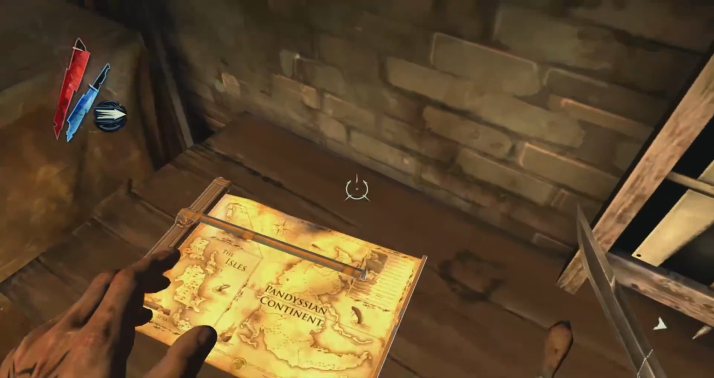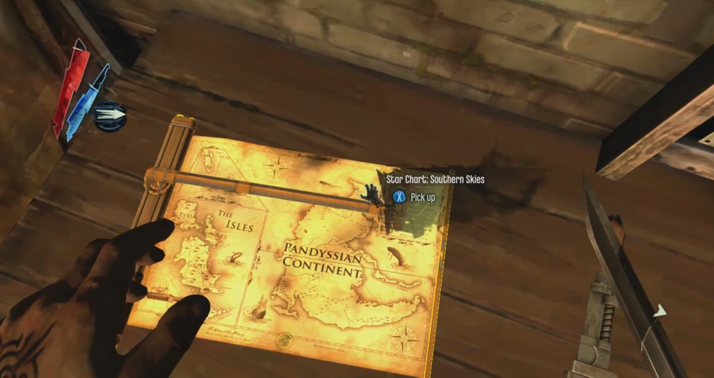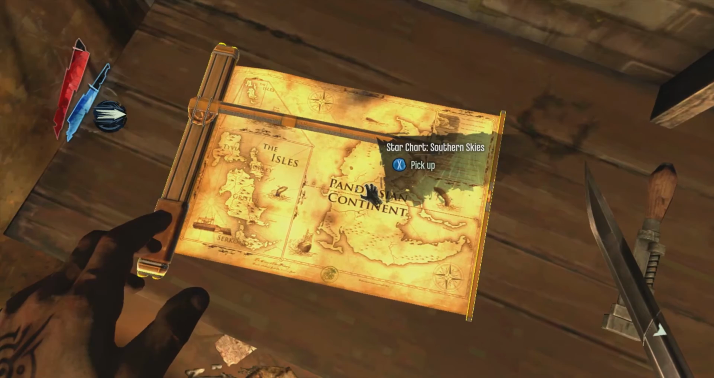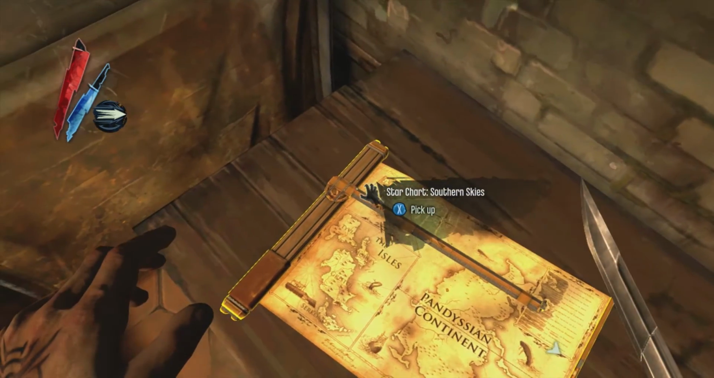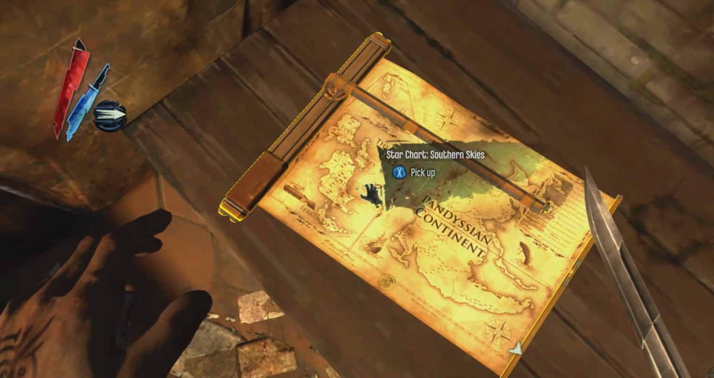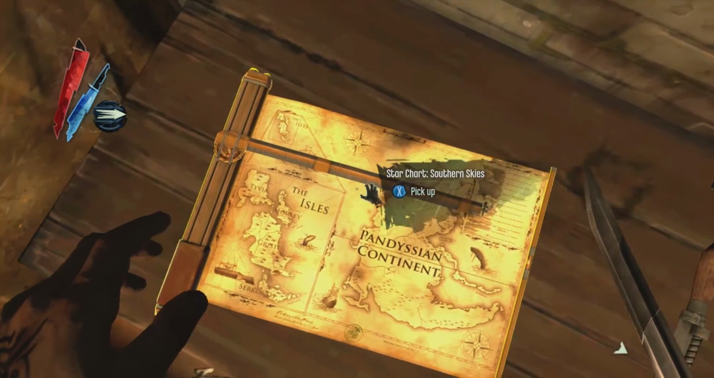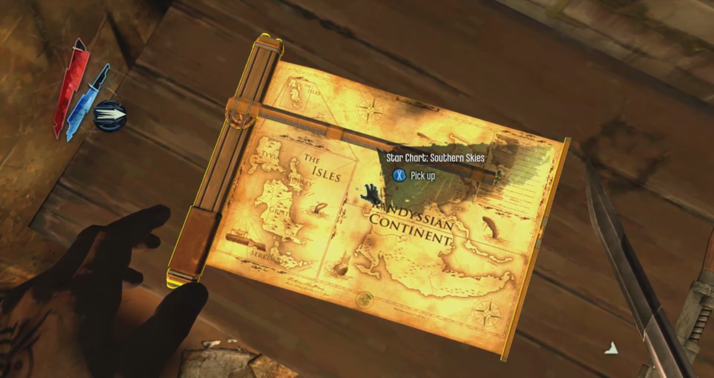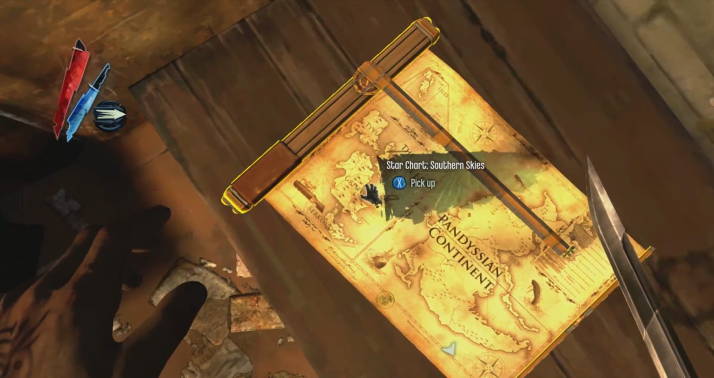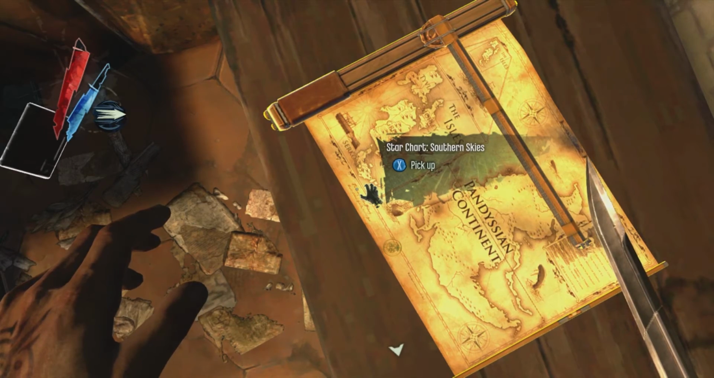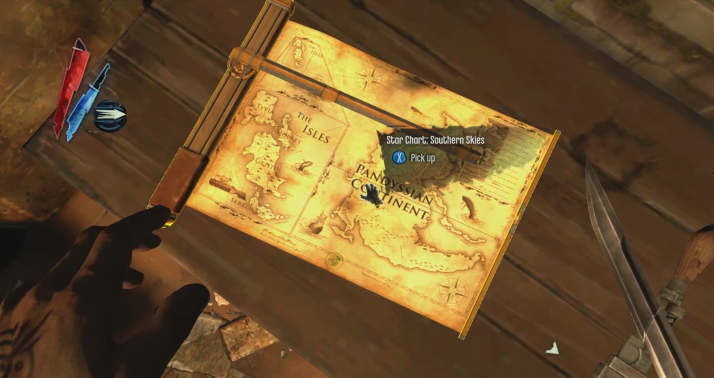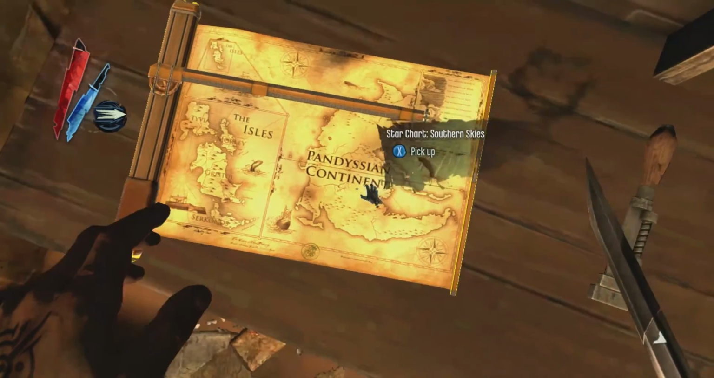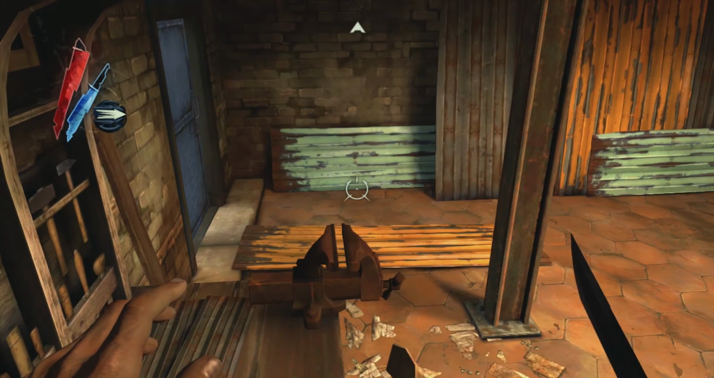Alright. Star chart, southern skies. Okay, so this is the Pandician continent here, and it looks like way up here are the isles, and they're sort of magnified right here. And you can see Bristol right here, which is where the Dishonored game takes place. And Corvo supposedly from the one down here, Serkonos. And, yeah, but this leaves a lot of room for sequels. Hopefully they'll come out with one. I really like this game.